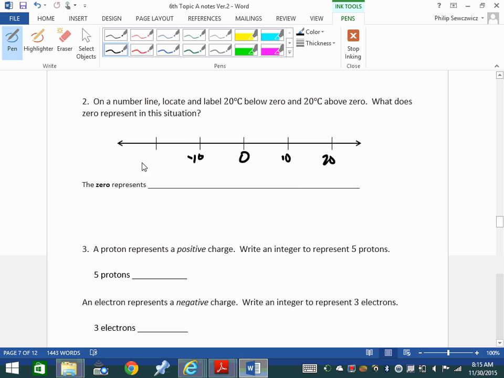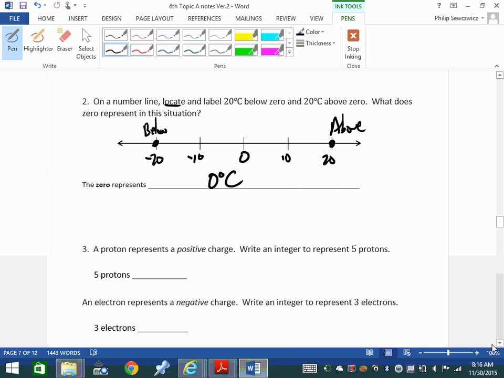Even going up to the previous one, if you wanted to, we could end up counting by 15s because we would land on both of them. So let's see here. I'm going to locate and label 20 degrees Celsius below 0. All right, so there we go. So there's your below. And then 20 degrees Celsius above. And there's your above there. What does 0 represent? 0 represents 0 degrees Celsius.